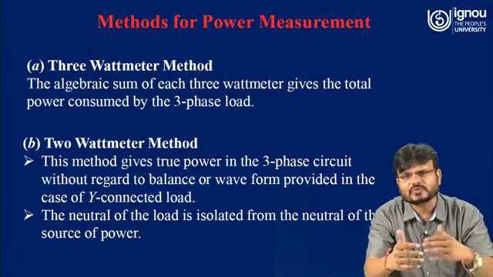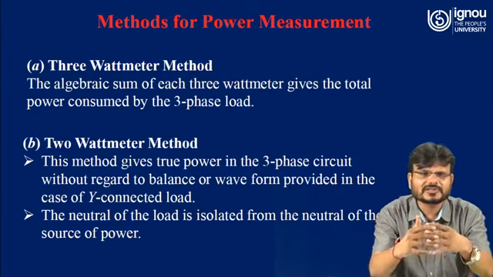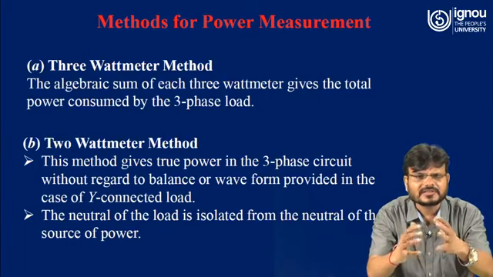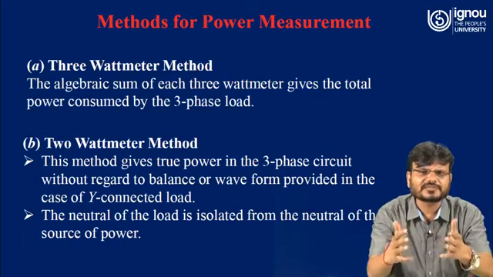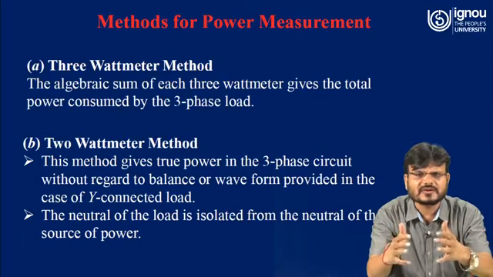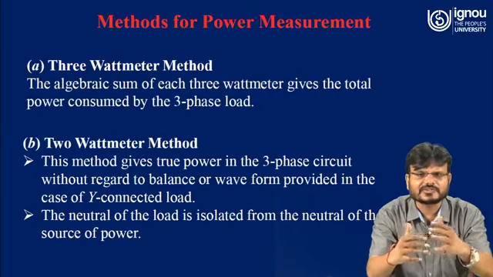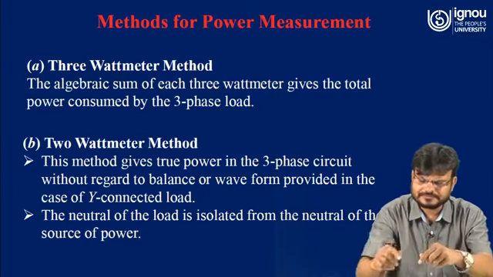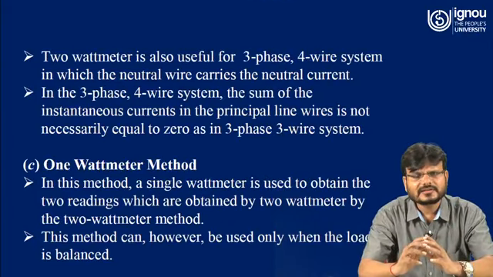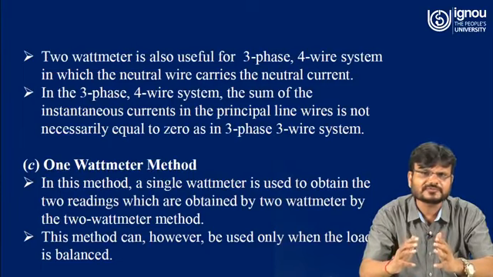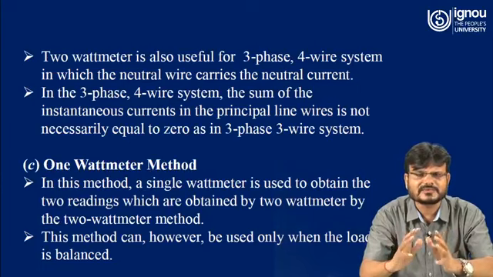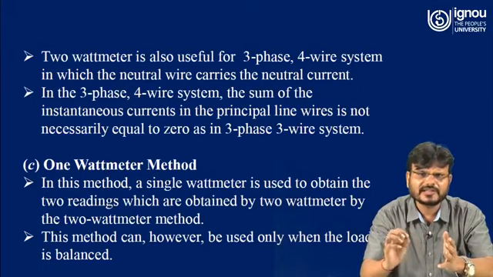The second method is the 2 wattmeter method. This method gives true power in the three-phase circuit without regard to the balance or waveform, provided that in the case of a star connected load, the neutral of the load is isolated from the neutral of the source of power. The 2 wattmeter method is also useful for a three-phase 4-wire system in which the neutral wire carries neutral current. So three-phase 4-wire means what? Three-phase means R, Y and B, and the fourth wire is the neutral wire.